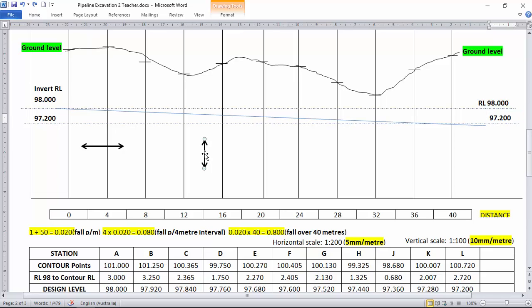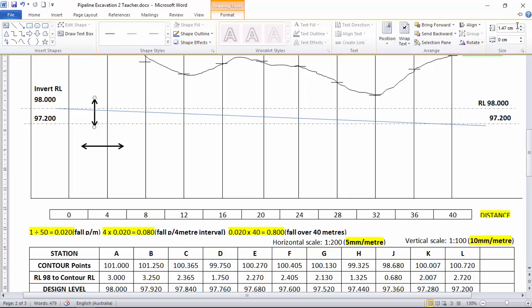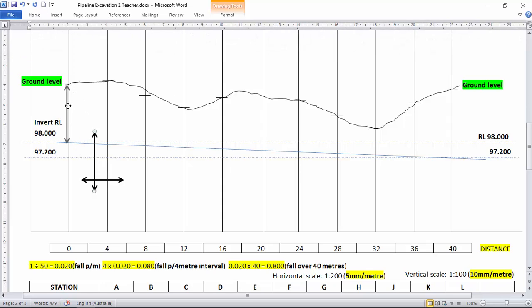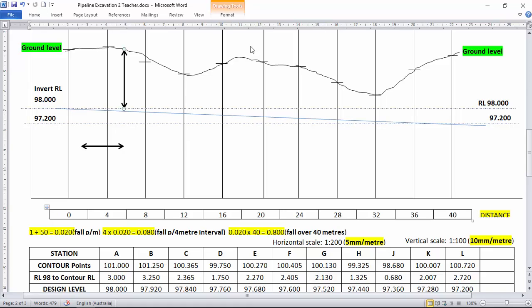Now just to show you, with this you left click, you can put it anywhere you like. We need to measure 3 metres from our RL of 98. So I go to the format, I simply go up here to 3, and that is our height there. If I set that there, that's the point from the 98 to our contour point there. The next one we can see is 3.25.